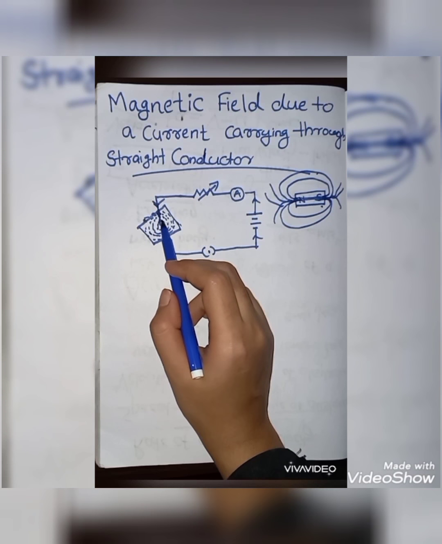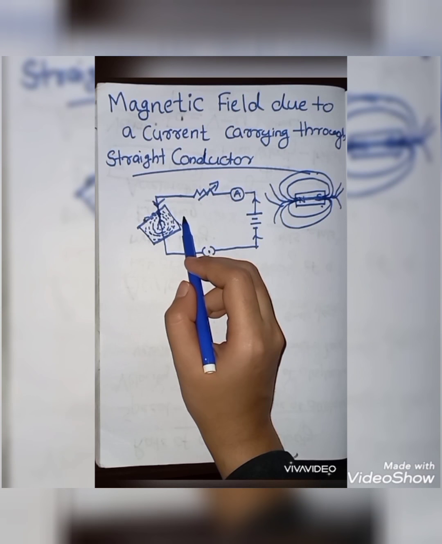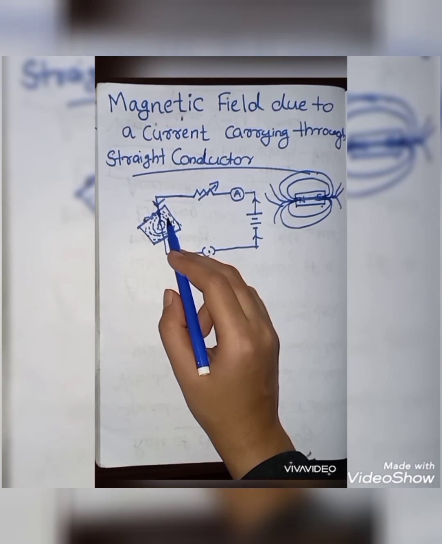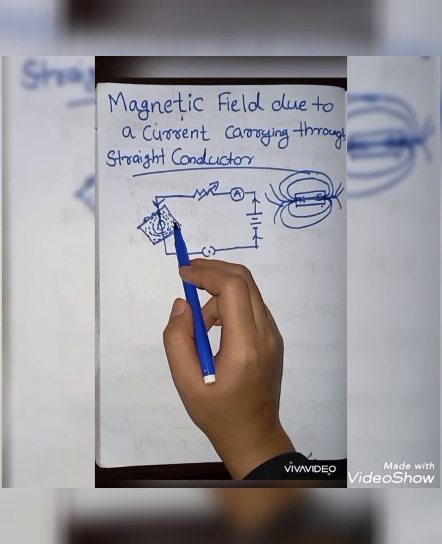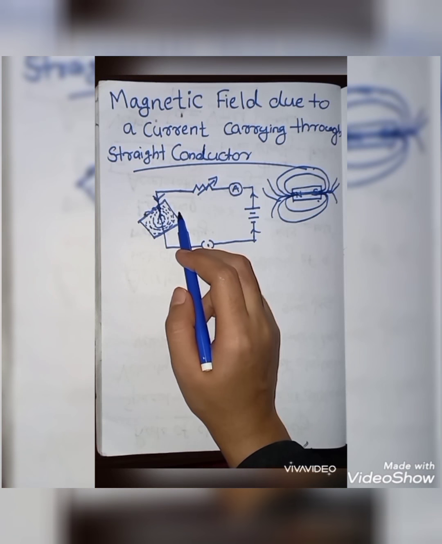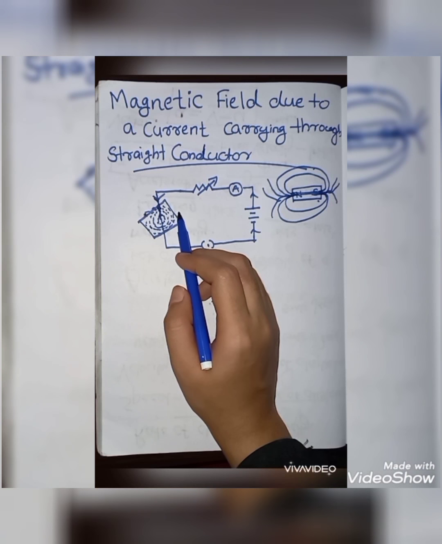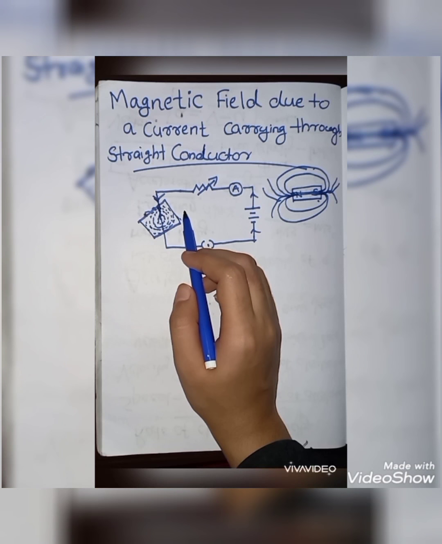The circles become larger and larger as we move away from this wire. As we move away from this straight conductor, the magnitude of the magnetic field decreases. That means the magnetic field produced decreases. As the distance from it increases, the magnetic field produced by a current carrying conductor decreases.